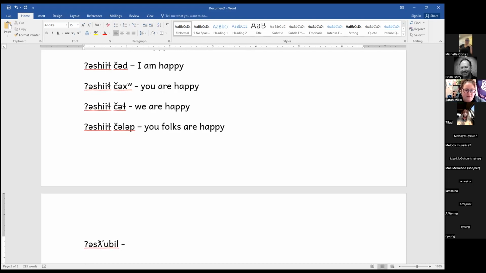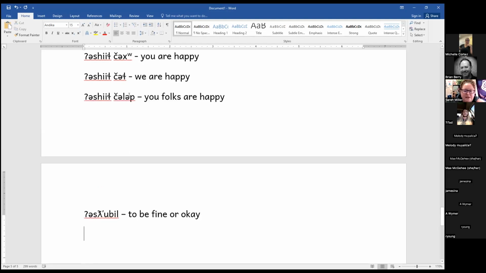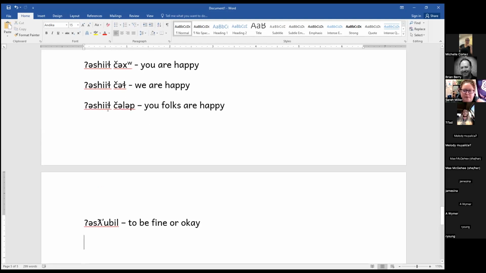Ascobio, for those of us that aren't quite happy, is to be fine or okay. Ascobio. Make sure you're making that sound coming from the back of your teeth, the back of your tongue. Ascobio. Just like the barred L, you're probably going to be spitting a lot with this one. That's okay. That's how you know you're saying it right.